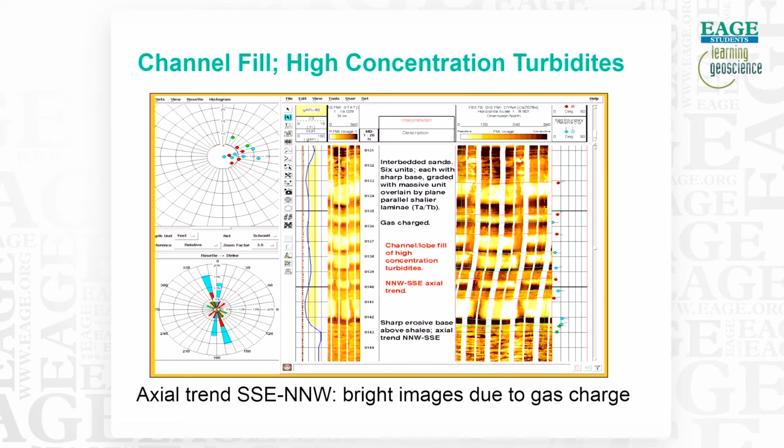This was a discovery. And we can see that there are dips heading off there to the east-northeast, suggesting that with that sharp erosive base, we're looking at channel units that are stacked, and that channel sand is thickening up a little bit in that east-northeasterly direction, and it's oriented with an axial trend south-southeast to north-northwest.